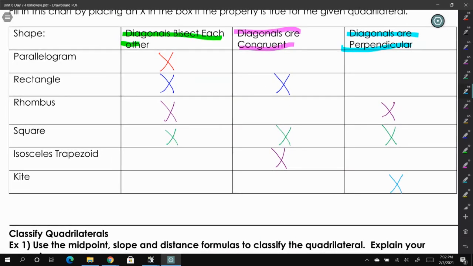So you can see from this table here that each shape has its own characteristics when you look at the diagonals of that shape. Yes, we could look at the side lengths and the slopes of all the sides, but that's going to be more math and more calculations. If we just focus on the diagonals, that will be fewer calculations and we can still get the same answer.